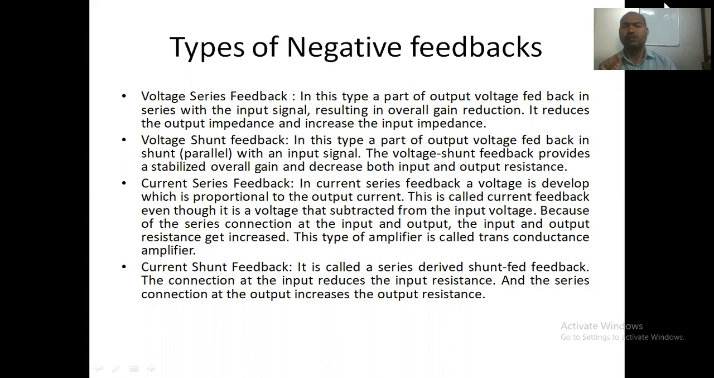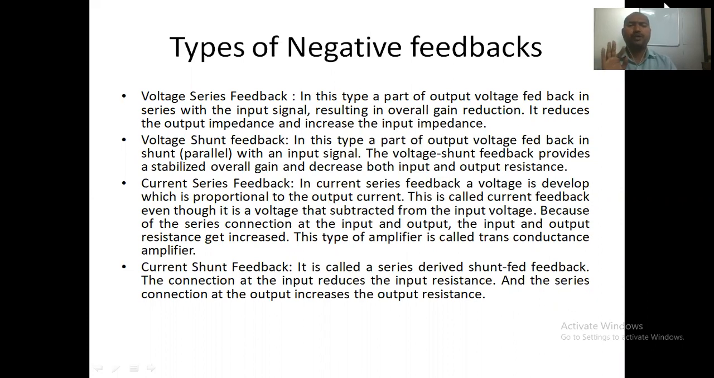Okay, so in this type, a part of the output voltage is fed back in series with the input signal. The name voltage series feedback defines how the particular thing is connected with respect to your input. So the output coming, which is a voltage, is connected to the input in series. That's why it is called voltage series type of feedback.